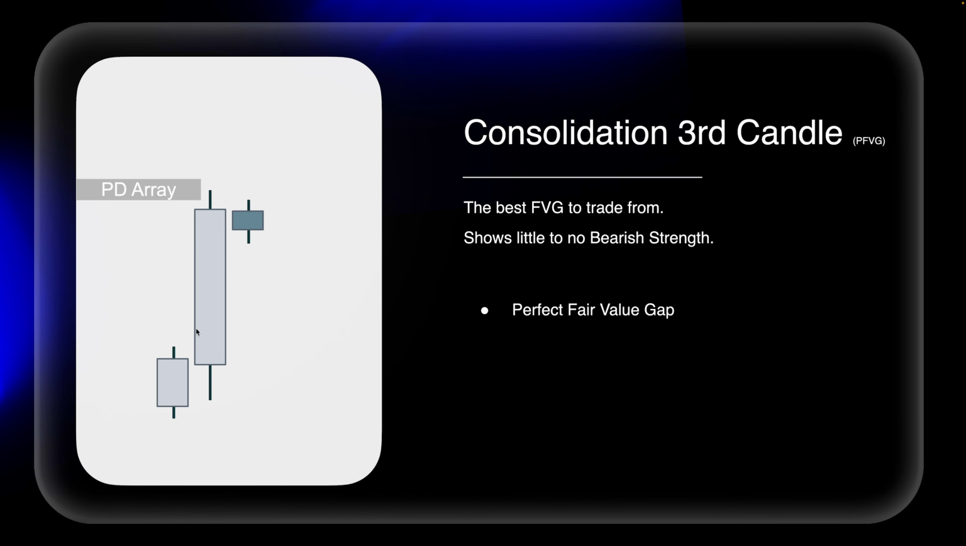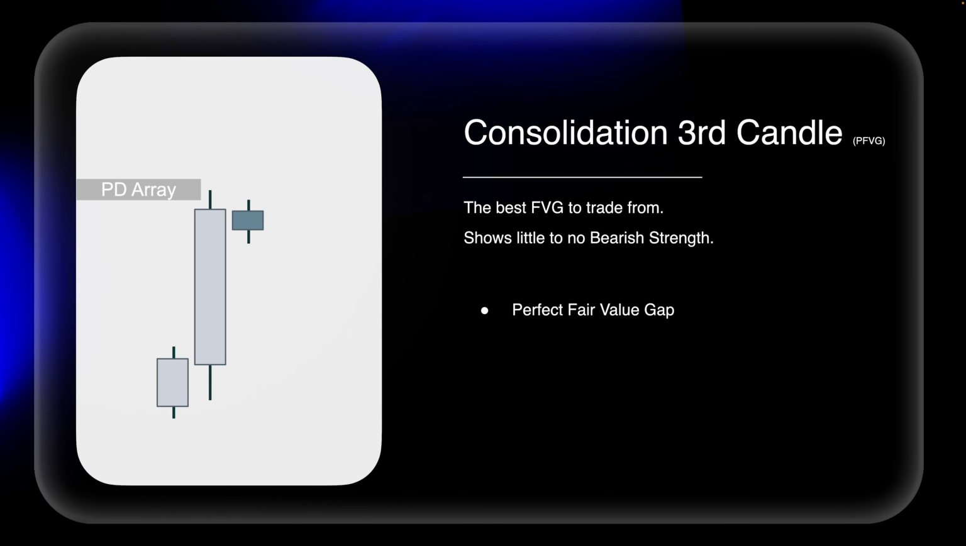We see that the potential of the fair value gap was large: the expansion phase candle, that second candle, also created a very big fair value gap. This shows that in that third candle, there was enough bearish strength to create a retracement into the fair value gap, like we see right there, but not enough bearish strength to create a full rejection.